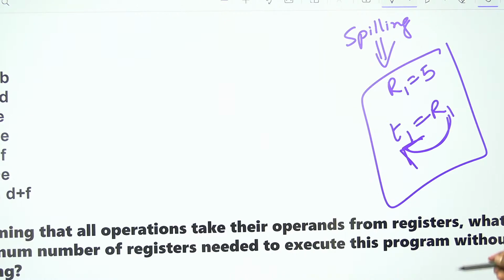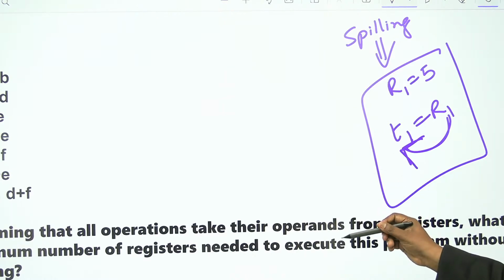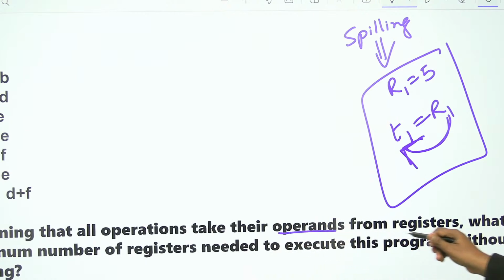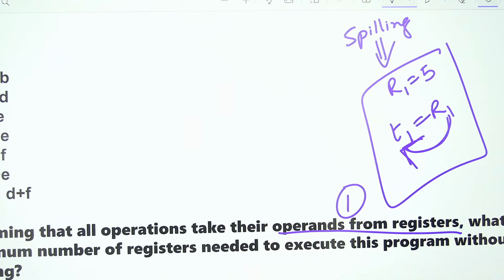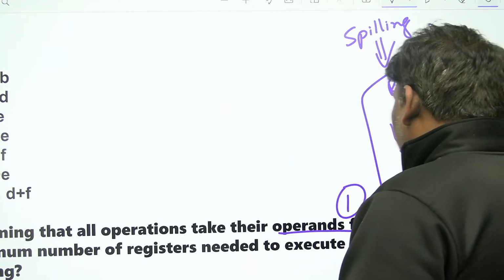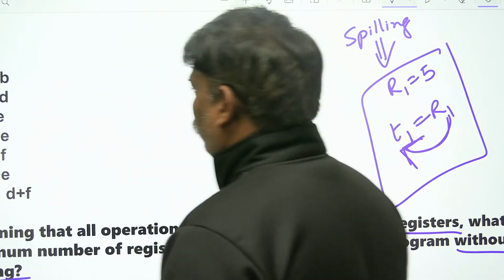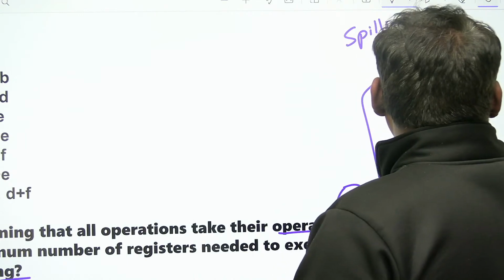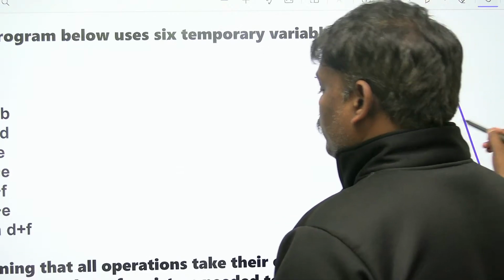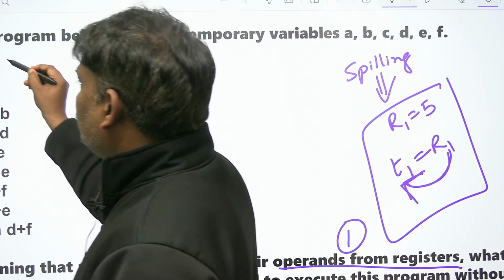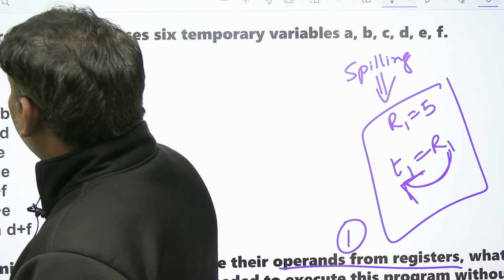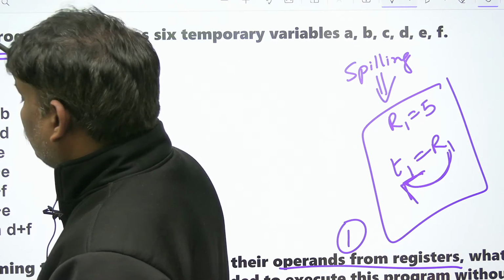So he is asking, if you want to do any operation, the operand should be in the register. That is the first condition. And one more, spilling is not allowed. Let's start. Now he is asking the minimum number of registers needed to execute this. Let's see here, everyone. This is R1.